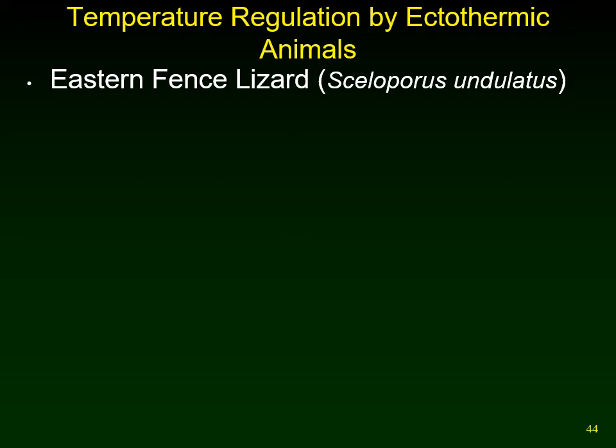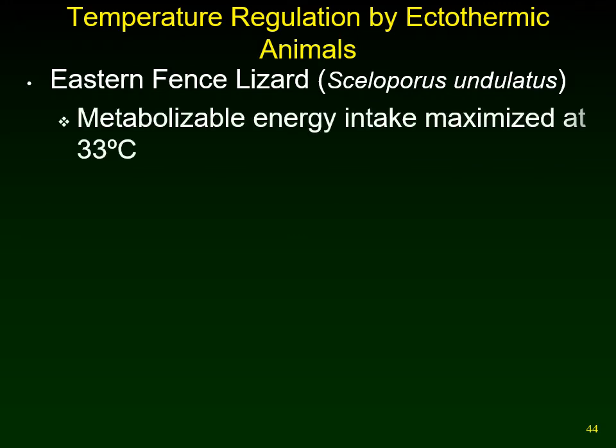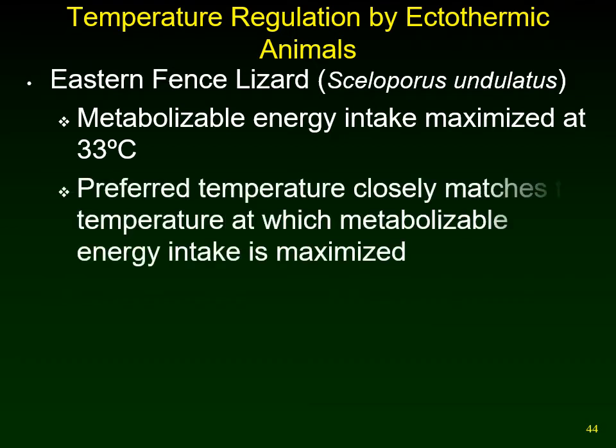So earlier in the chapter, they introduced the eastern fence lizard, and we're looking at the eastern fence lizard again. Here is an ectotherm that uses its behavior in order to regulate its body temperature. If it's cold, it will go and bask out in the sun, and if it's warm out, it'll go down and get in the shady spots. Its energy intake from earlier in the chapter is maximized at 33 degrees Celsius, so its preferred temperature is close to 33 degrees Celsius. That's the way it can get the most energy out of its food. Its enzymes want to work the best.